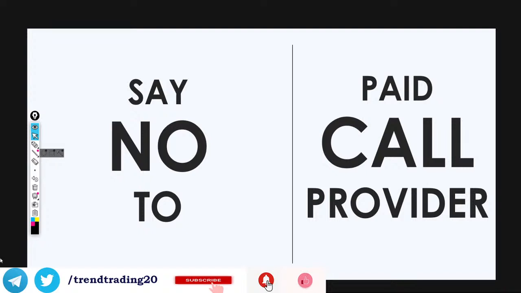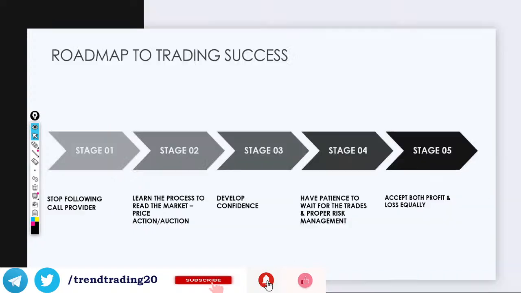Very important. Say no to paid call providers. If anyone is following call providers or tip providers, especially on Telegram, and some random guy will call you and say I will provide calls to double your capital, triple your capital, don't get trapped in this kind of activity. Especially, say no to paid call providers.